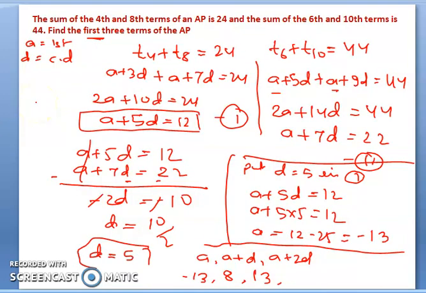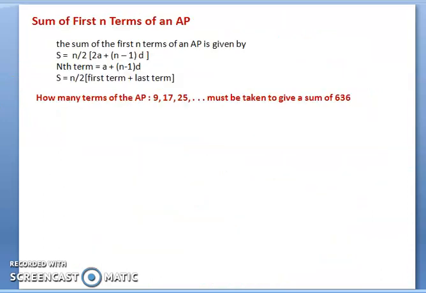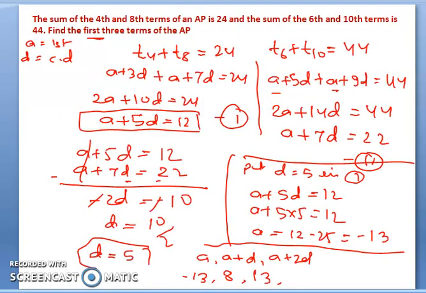In the next session I will do some questions on the sum of n terms of an AP, and the formula is Sn is equal to n upon 2 into 2a plus n minus 1 into d. So in this session we discussed how we can find the number of terms, or how we can use the formula Tn is equal to a plus n minus 1 into d.